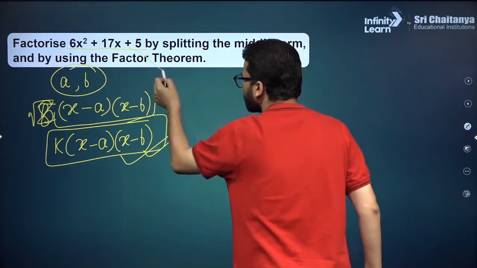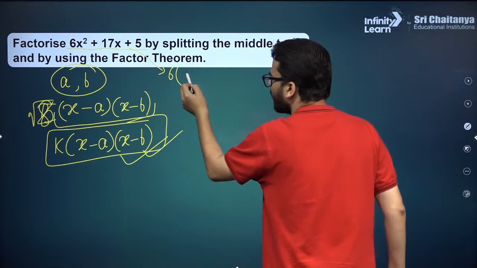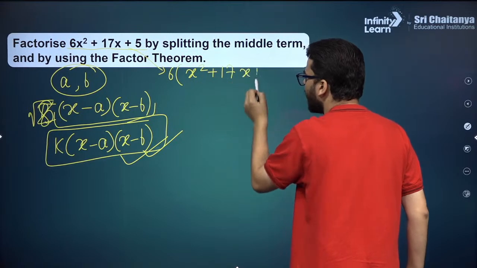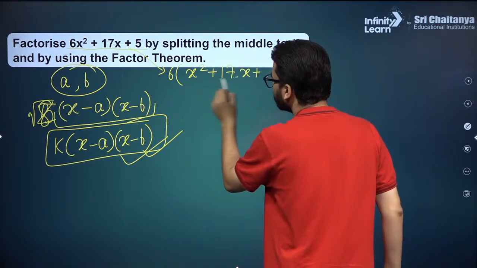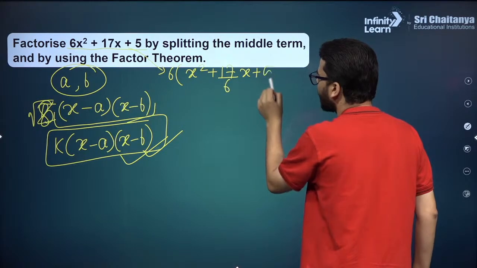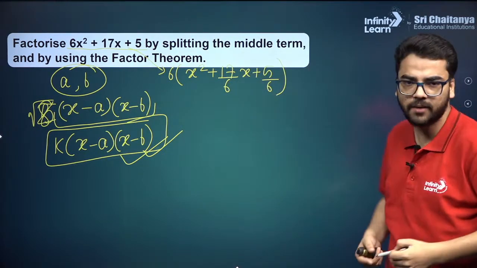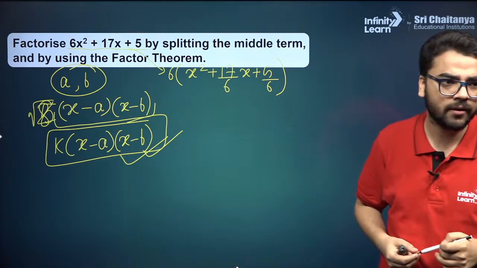So can I take this polynomial and can I take 6 as common? So I'll be left with x square plus 17 by 6 x plus 5 by 6. Can I write it like this if I take 6 as common over there? I hope that is clear.